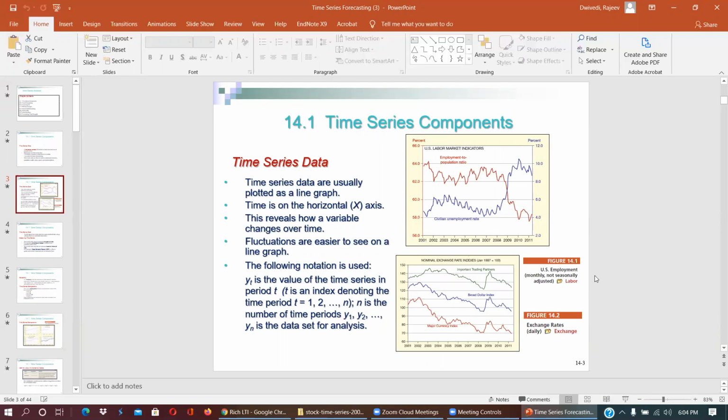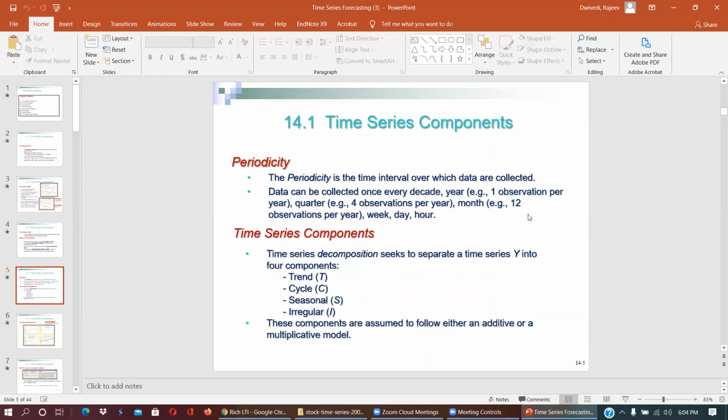For example, here you can see all different kinds. This is called time series data.